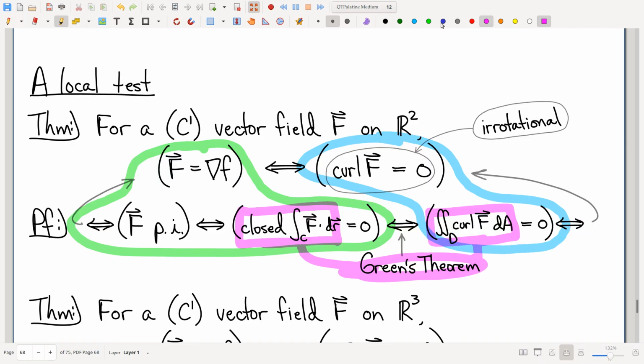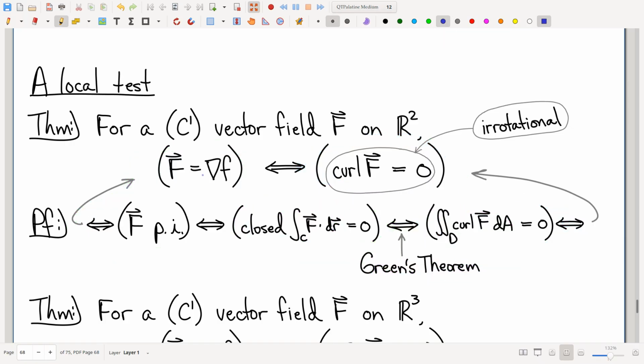So the local test is that if you're trying to decide if something's a gradient, aka if you're trying to decide if something is path independent, compute the curl. That's something you can compute locally. That's not a global construction. Whether a vector field is a gradient, the vector field everywhere has to be the gradient of the same single function, right? That's not what we're doing here. I'm just saying, just compute the curl. You can compute curl locally. And just make sure that it's 0 everywhere.